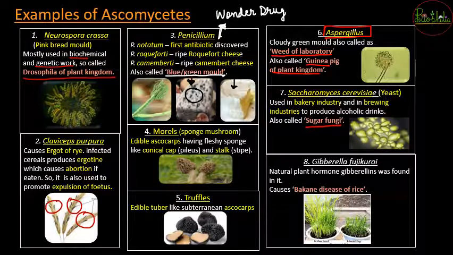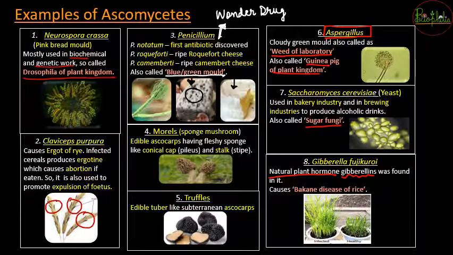Last example of Ascomycetes is the fungi named Gibberella fujikuroi. Gibberella fujikuroi is going to be a fungi that is going to be helping you to find out the natural plant hormone. तो यही fungus था जहाँ से the first plant hormone मिला था, that was gibberellins. You might have heard about gibberellins in your lower classes, that gibberellins is going to be a plant hormone that is going to help in the stem elongation.